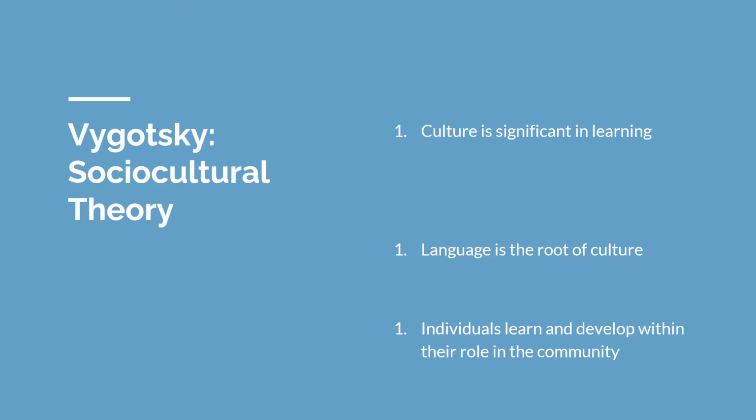Now, the sociocultural theory basically states three things. One, that culture is significant in learning. Two, that language is the root of culture. And three, that individuals learn and develop within their role in the community.